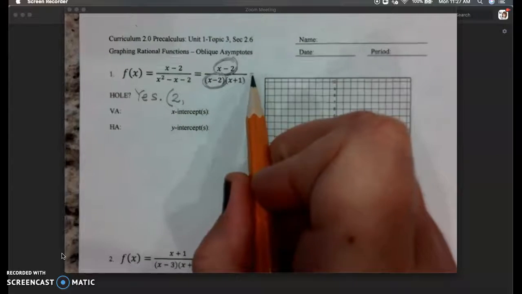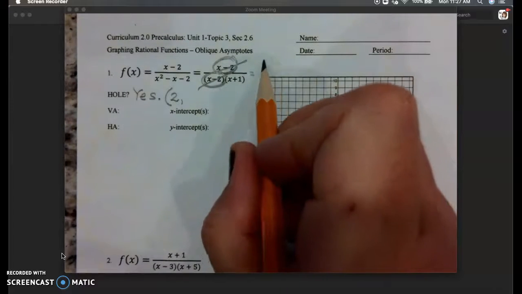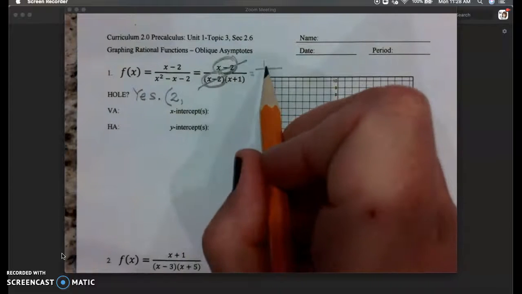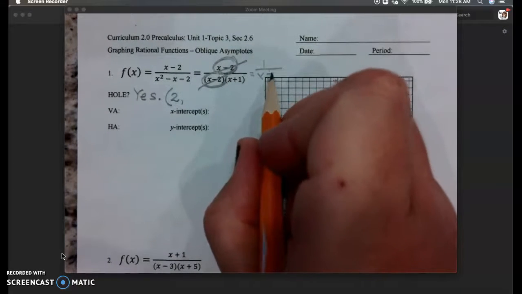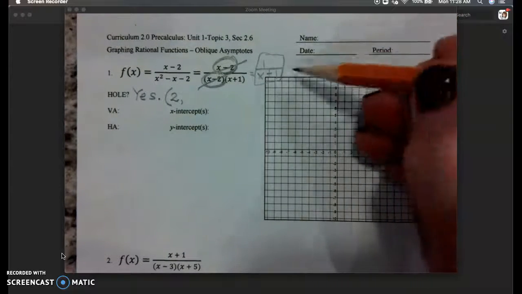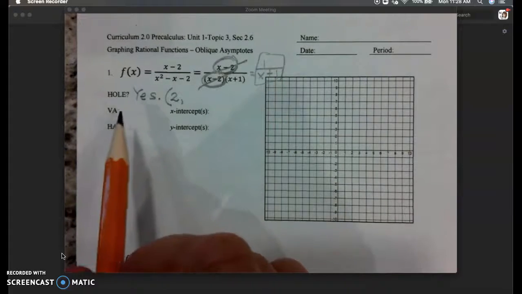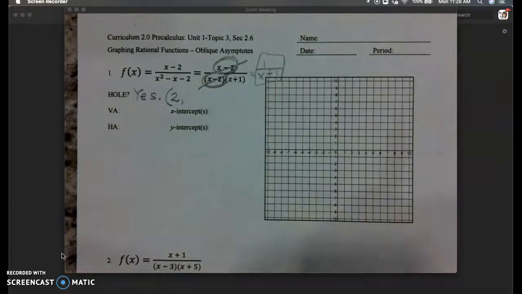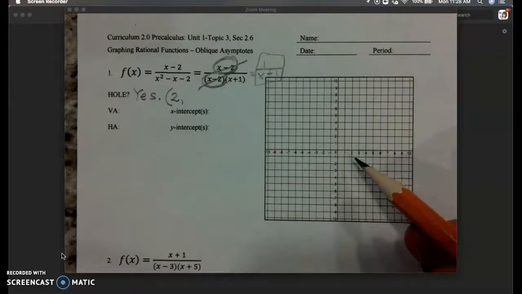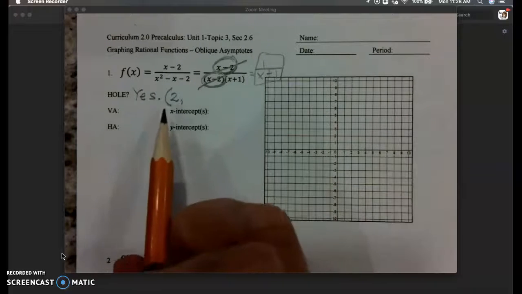So now that I know I have a hole and I know it's a 2, they can cancel out. And we're going to be left with 1 on top, because when 2 things cancel out, they leave 1 behind, and x plus 1 on bottom. So this guy here is my new function, and it's going to answer the rest of these awesome questions. The first question it's going to answer is, what's the rest of the hole? I know it's at 2 somewhere. Somewhere on 2 there's a hole. So I need to find its partner.